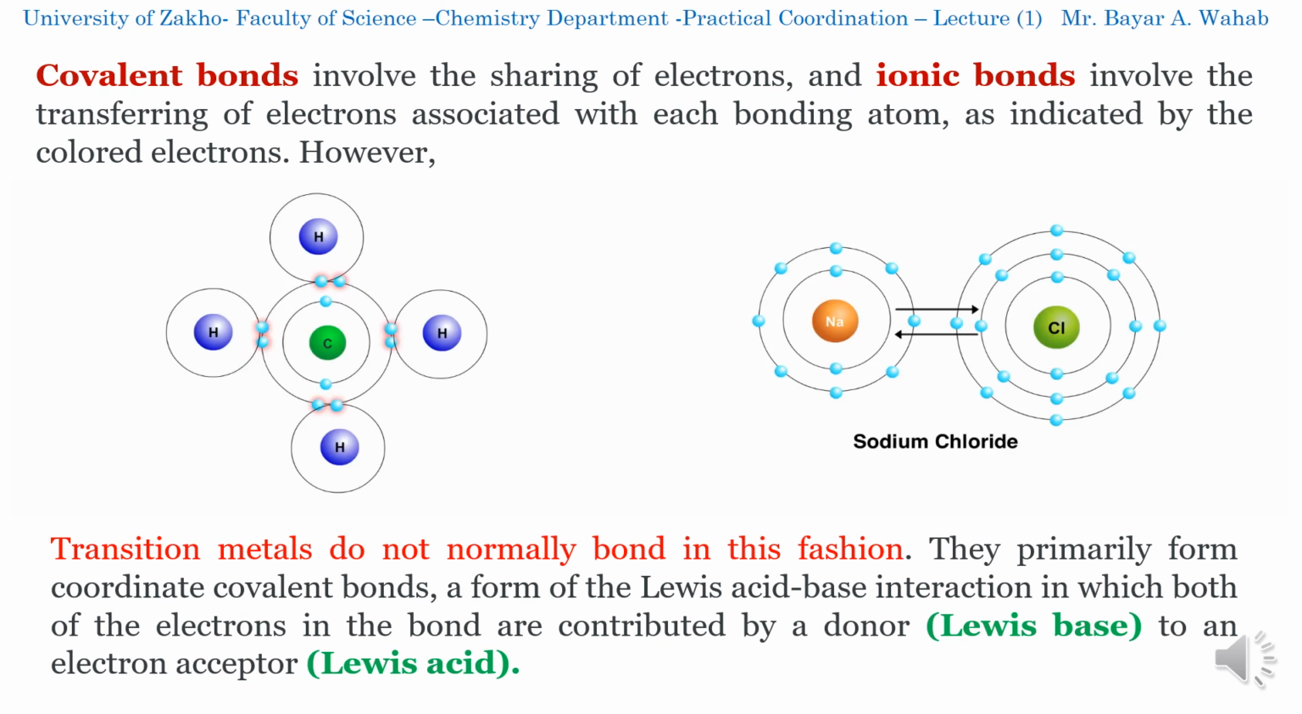But in transition metals, the phenomenon is completely different from the ionic bond and covalent bond. Transition metals do not normally bond in this fashion.